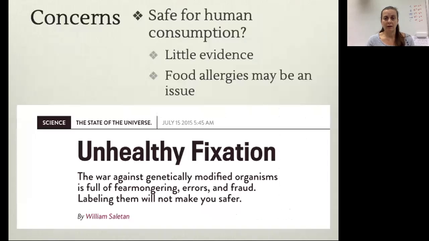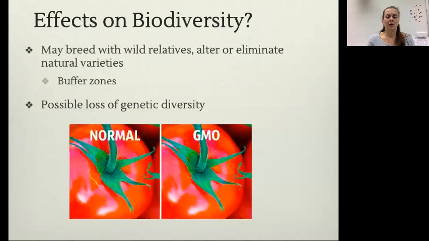But there are concerns, and this is what you hear more about. Are they safe for human consumption? We simply don't have evidence. It may be that food allergies are an issue. There's not any evidence that they're not, but there's also not adequate evidence that they are. Are there going to be effects on biodiversity? If you have a genetically modified organism being grown in a field next to a non-genetically modified organism, can they interbreed? Is that going to reduce biodiversity? Is that going to reduce the genetic diversity of our populations?